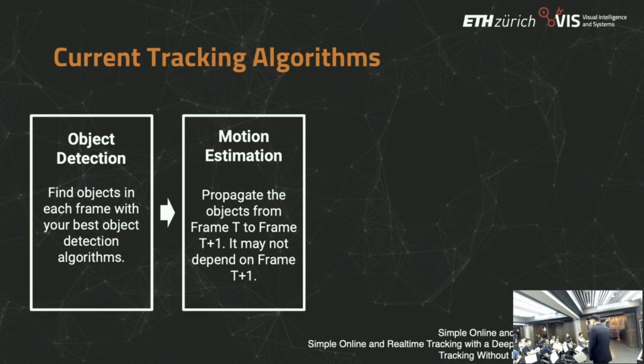And we can use many different types of motion models. We do not have to be fancy here, actually. Some work even finds that just assuming objects do not move is a very good prior, a very good assumption.